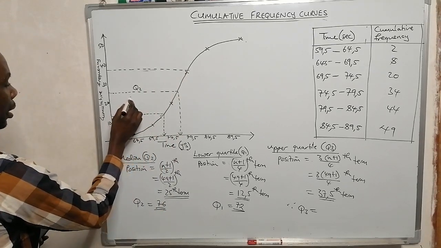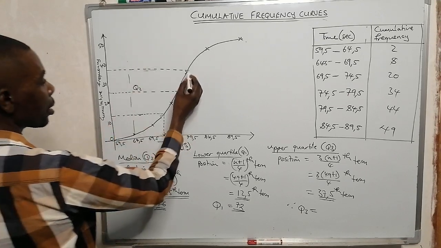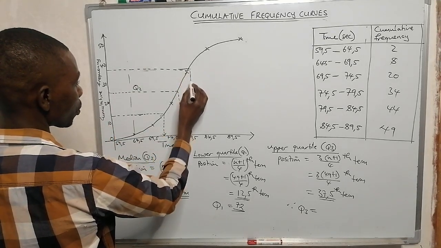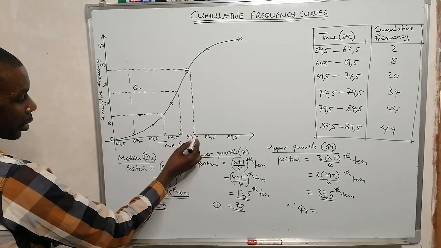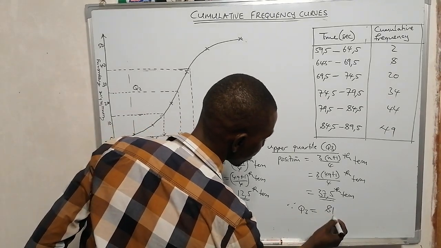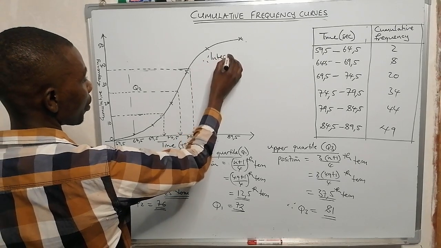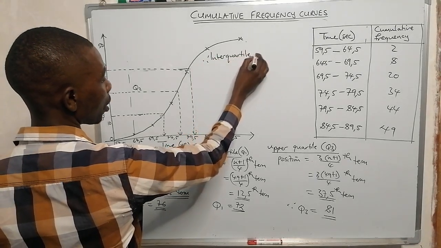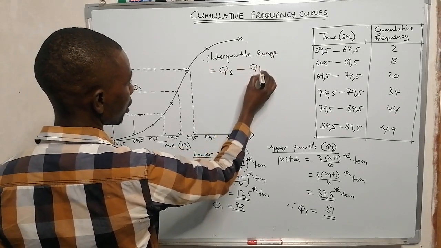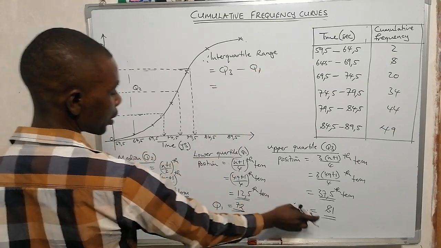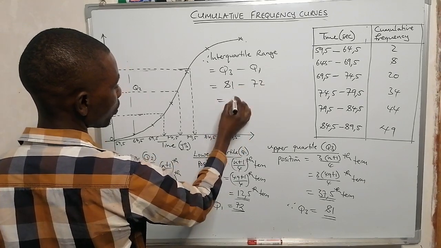You can see the distance here is equal to the distance here, is equal to the distance here, and also to the last distance. So that will be your Q3, which is something like we can say 81, right? Now if you want to find the interquartile range, it is given by Q3 minus Q1, which is equal to 81 minus 72, that will be 9.